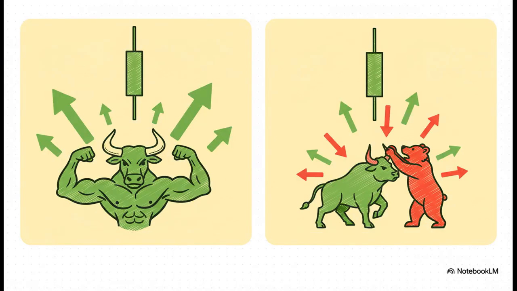Now, the hammer also has a cousin, the inverted hammer. It's also a bullish signal, but the story it tells is a little different. Here, the buyers try to push the price up, but the sellers put up a fight, knocking it back down from the highs. It's still bullish, for sure, but that seller resistance means it's a weaker signal than the pure show of strength you see in a classic hammer.